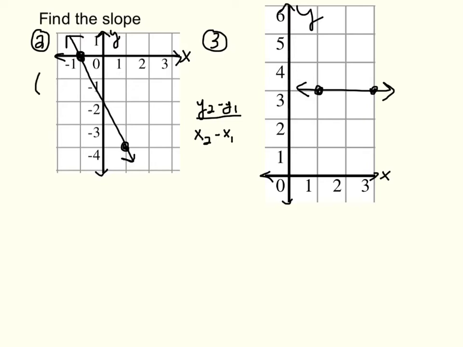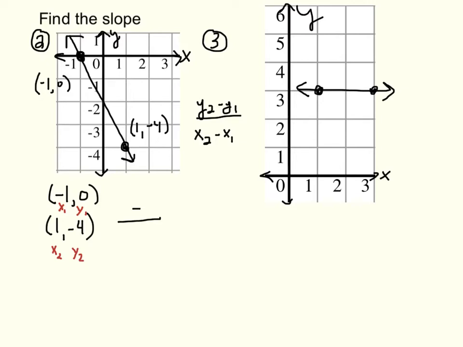So this point right here is -1, 0. This is easy. This point here is over 1, down -4. So 1, 2, 3, 4. Yep, so 1, -4 is that point. So we have the 2 points, -1, 0 and 1, -4. It does not matter which one you want to be x1 and y1 or x2 and y2. It doesn't matter. But we're going to subtract. Here's our formula: y2 minus y1 and x2 minus x1.